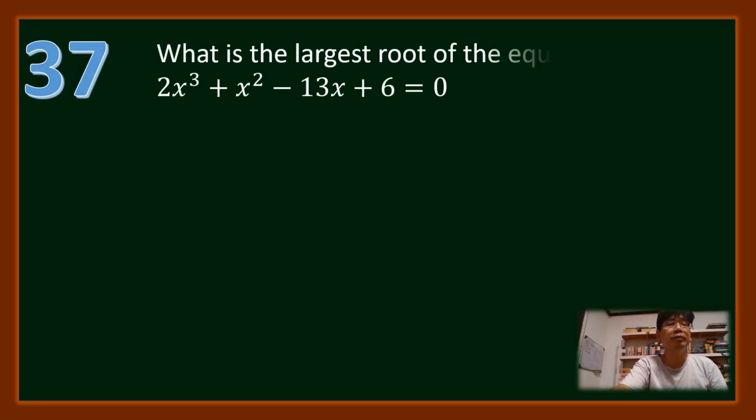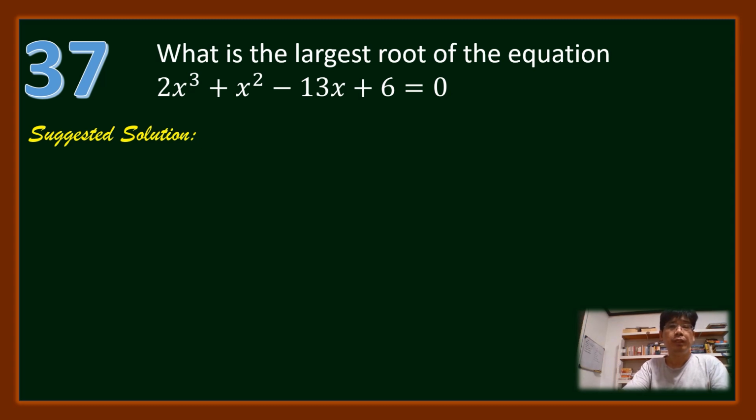Number 37. What is the largest root of the equation 2x cubed plus x squared minus 13x plus 6 equals 0? For our suggested solution, we're just going to find all the rational roots of the given equation and identify which of these roots is the largest.